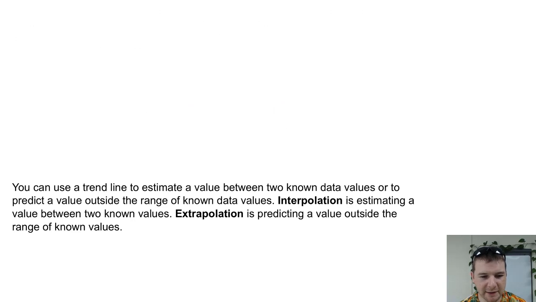You can use a trend line to estimate a value between two known data values or to predict a value outside the range of known data values. Interpolation is estimating a value between two known values. Extrapolation is predicting a value outside the range of known values.